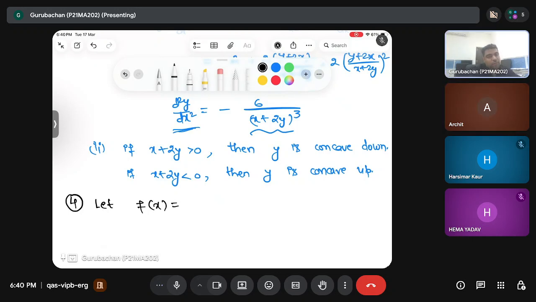You tell me, is the concavity changing or not? Observe from the second part.